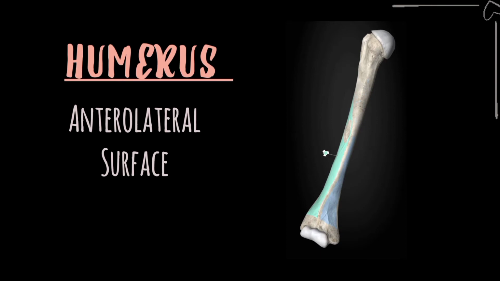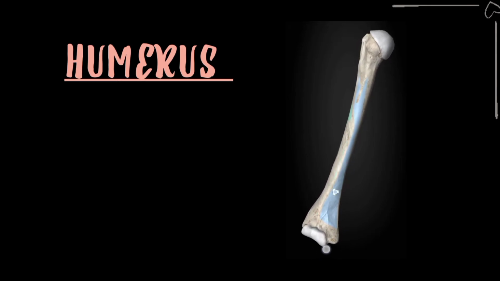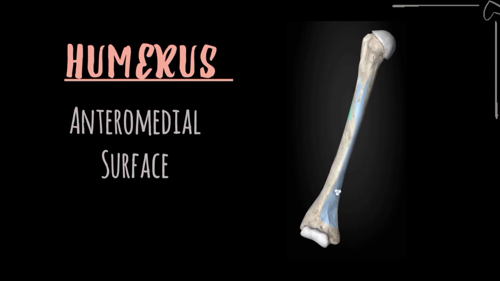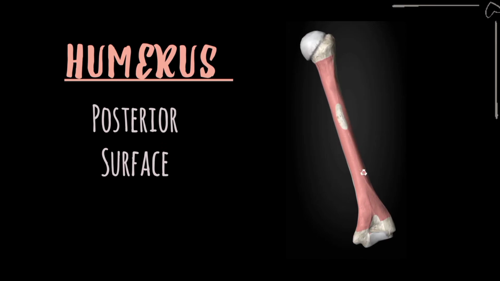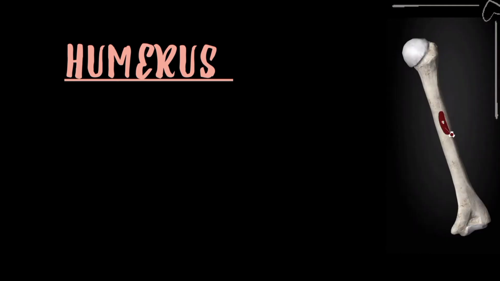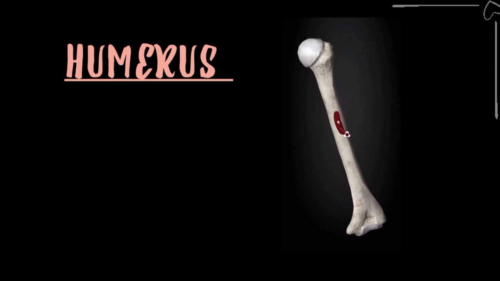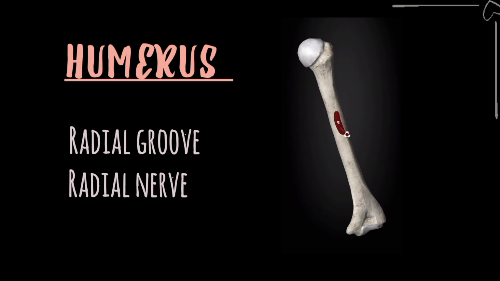So this is termed as the anterior lateral surface, and this surface over here, which is located in the anterior medial direction or side, is termed as the anterior medial surface. While if we rotate the bone, this whole surface is termed as the posterior surface of the humerus bone. On the posterior surface, there is an important landmark over here, marked in red color, termed as the radial groove, which provides the passage for the radial nerve, as the radial nerve passes from the posterior surface of the humerus bone toward the forearm.